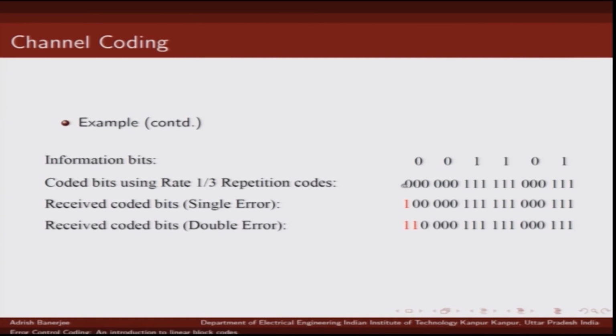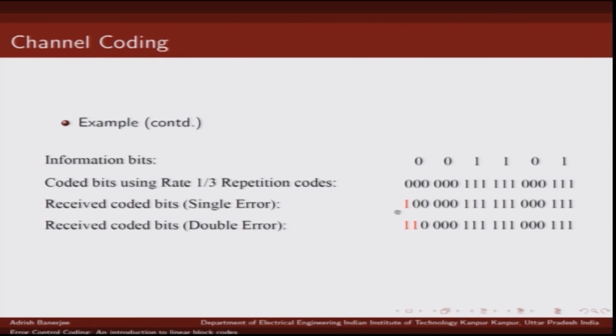So, instead of 0 we received a 1. Now, let us see whether our rate 1/3 repetition code can detect a single error. Since it is a rate 1/3 code, for each information bit we are sending 3 coded bits. So, at the decoder we are going to look at 3 bits at a time.